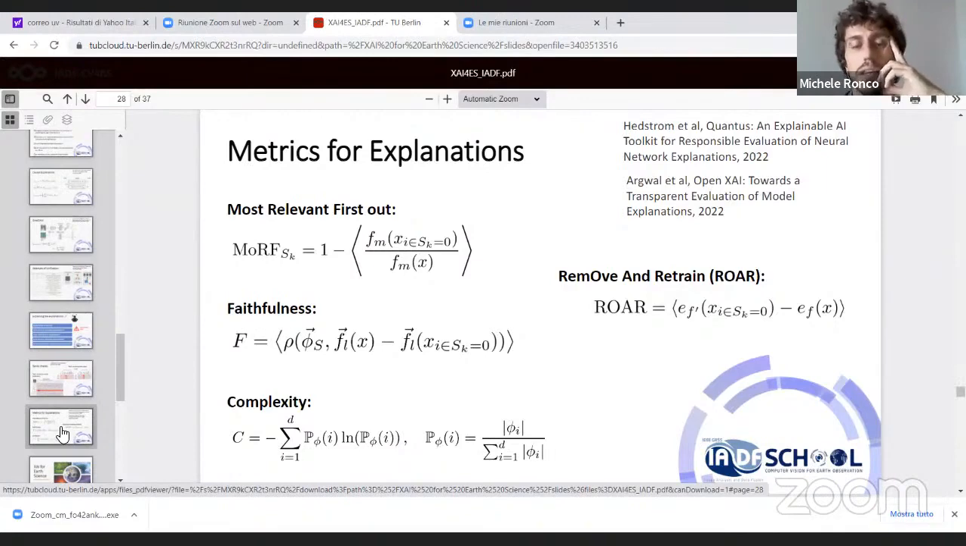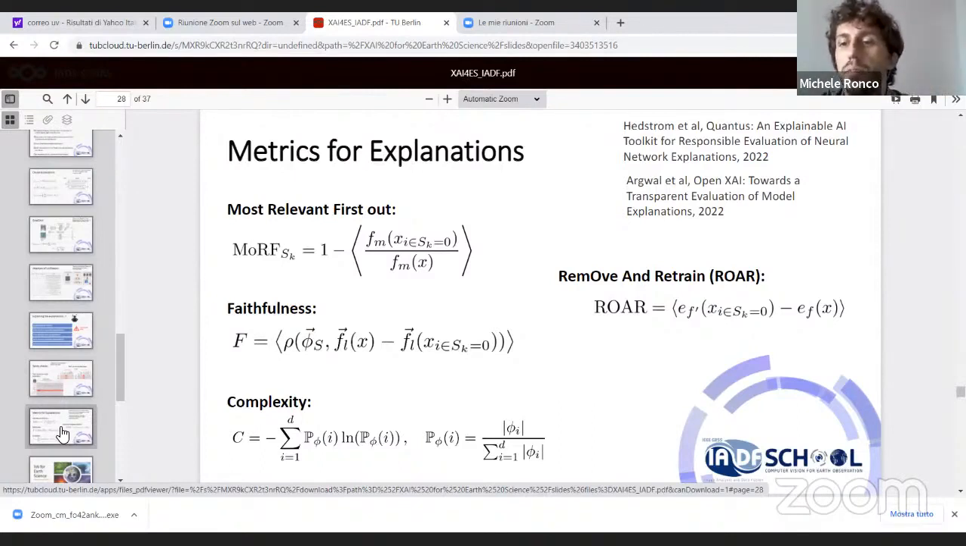So the complexity uses this idea, computed as just the entropy, if you want, of the explanation, which should be as low as possible. So the P of phi i are just the fractions of importance of the importances. And you take the logarithm of them and multiply again by P, and what you obtain in this way is a measure of the complexity of the explanation itself. And the smaller the complexity, the better the explanation should be.